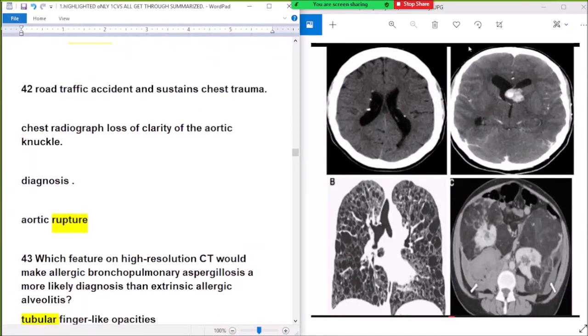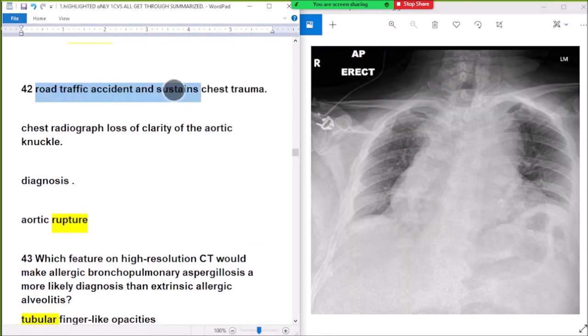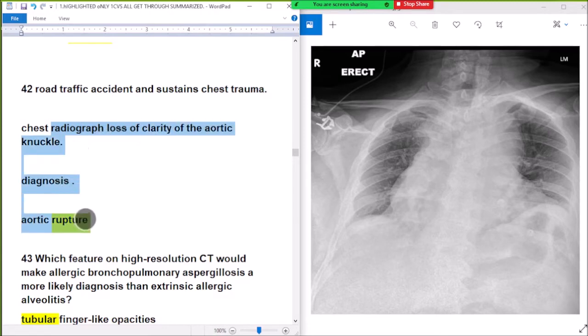Question number 42. Road traffic accident and sustained trauma. Chest radiograph shows loss of clarity of the aortic knuckle. Diagnosis: aortic rupture. Chest radiograph shows widened mediastinum and loss of clarity of the aortic knuckle. Diagnosis: aortic rupture.